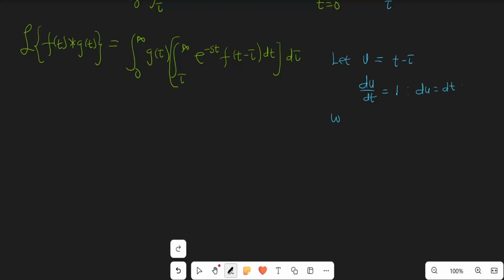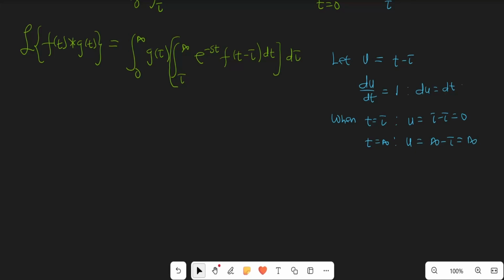Now, what about the change in limit? When t is equal to tau, that is the lower limit, and what is going to be u? Replace t with tau, it is going to be tau minus tau, and that is going to 0. So what about when t is equal to infinity? Here you have u equal to infinity minus tau. Tau is just a constant here, and that is going to be infinity as well. So the limits of integration will change from 0 to infinity.